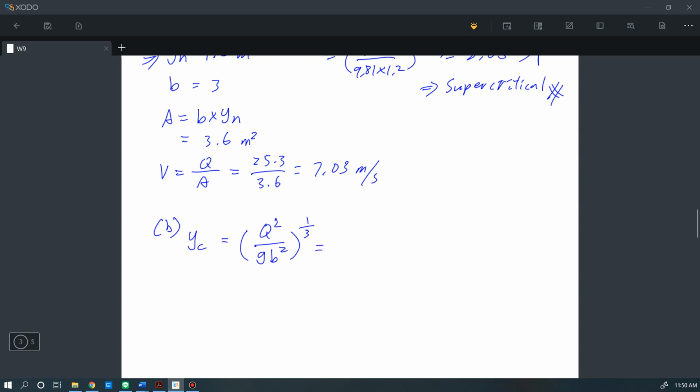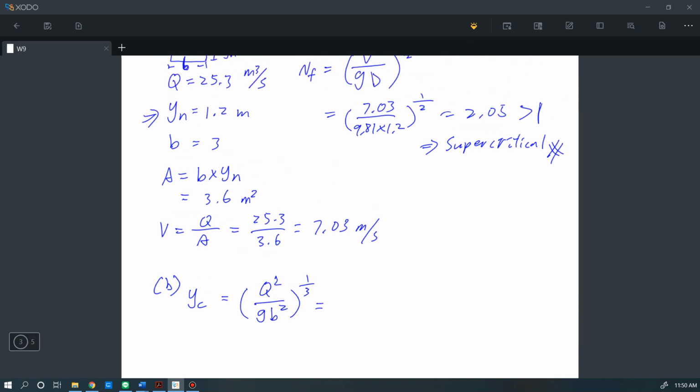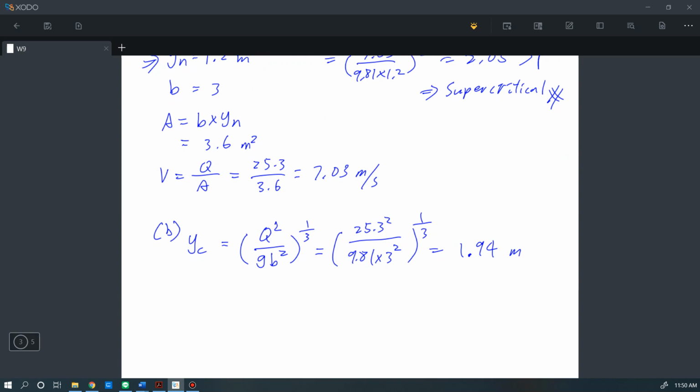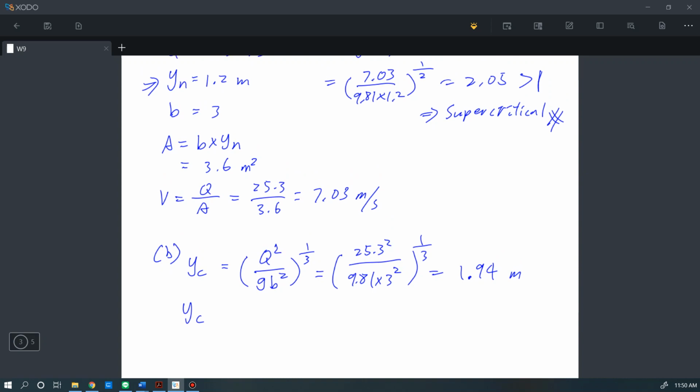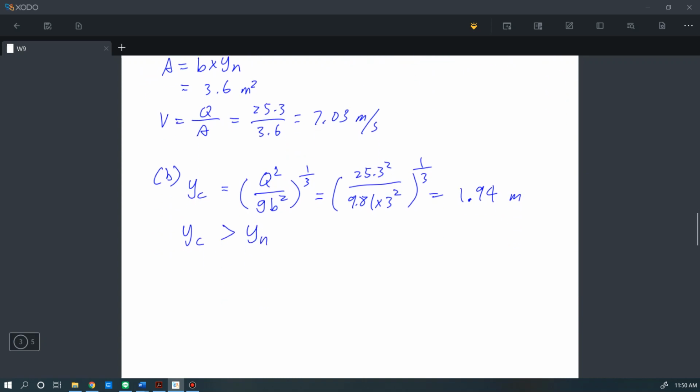So similarly, we can just plug in the values here, and we get 3 to the power of 2 divided by 9.81. B is equal to 3, so we multiply by 3 squared, all to the power of 1/3. Then you get a value equal to 1.94 meters. And we found that this YC is greater than YN.